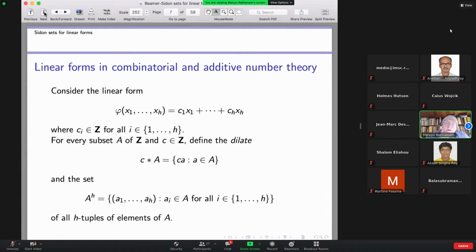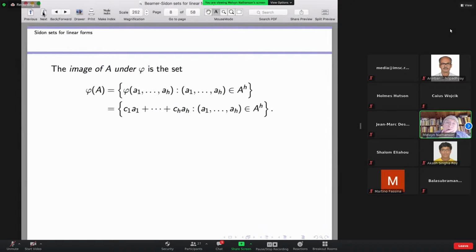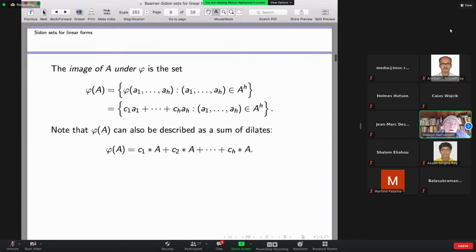So I want to consider a linear form. A linear form, let's say with integer coefficients, is just this expression c_1 x_1 + c_2 x_2 + ... + c_h x_h. If you take a set of integers A and an integer c, the dilation is just what you get by multiplying every element of A by the number c, and A^h is just the set of all h-tuples of elements of A. So you have this linear form phi, and phi(A) is just the image of A under this form. So you evaluate phi at all the h-tuples in A.